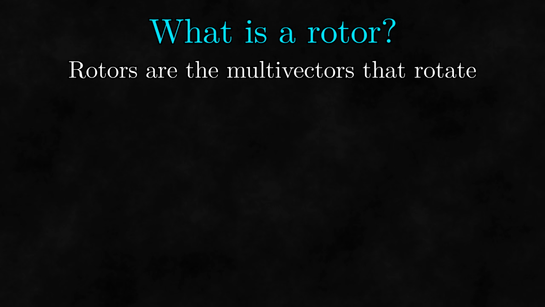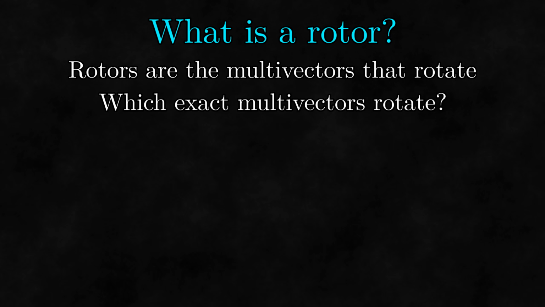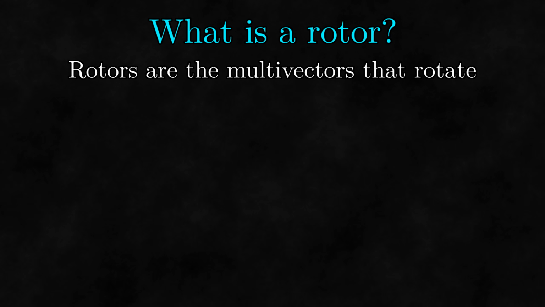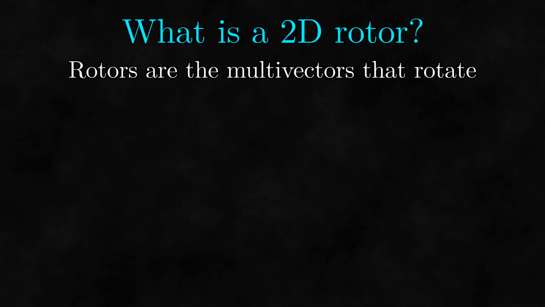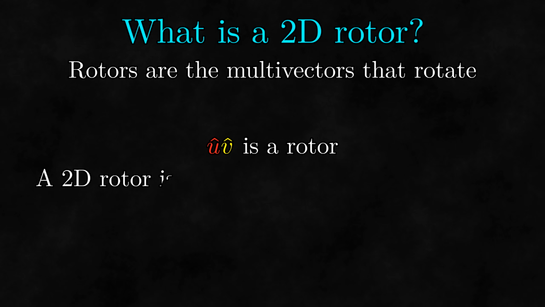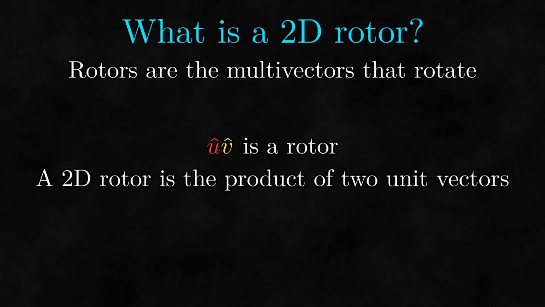What is a rotor? I introduced rotors in the previous video, but I didn't really define what they are. In general, rotors are the multivectors that rotate. This is the fundamental idea behind them. However, determining in full generality which multivectors are the multivectors that rotate is actually a very difficult question. But we don't need full generality here. Let's focus on just 2D rotors for now, where the answer is much simpler. From the previous video, we saw that the product of two unit vectors is a rotor, so let's use this as our starting definition of a 2D rotor. A 2D rotor is the product of two unit vectors.